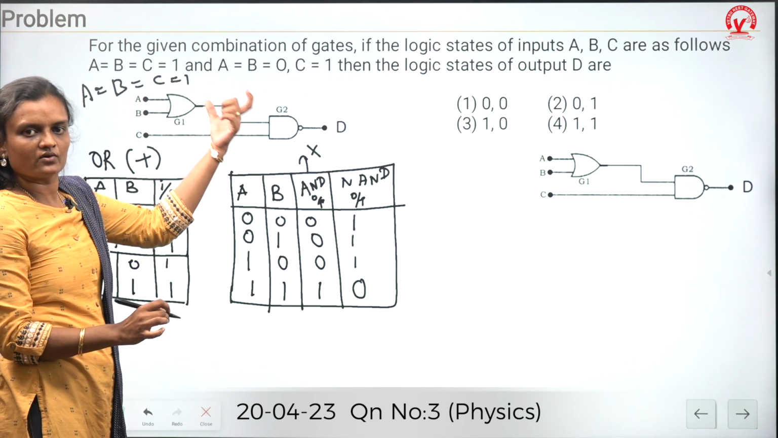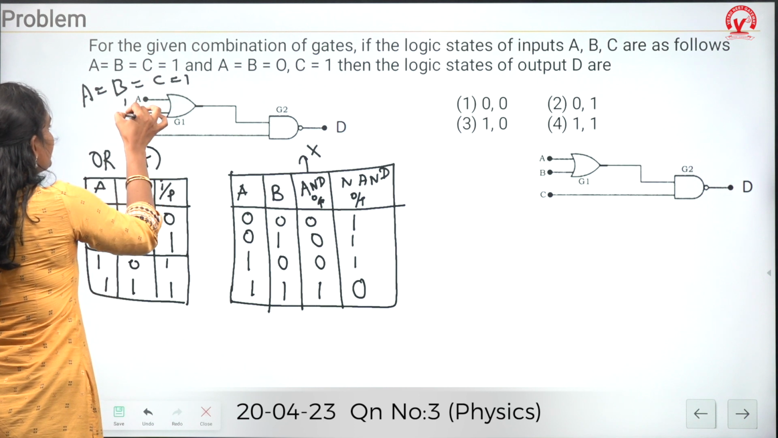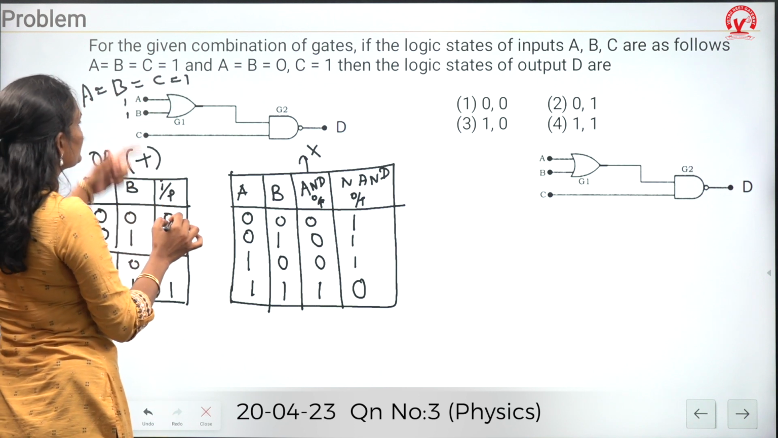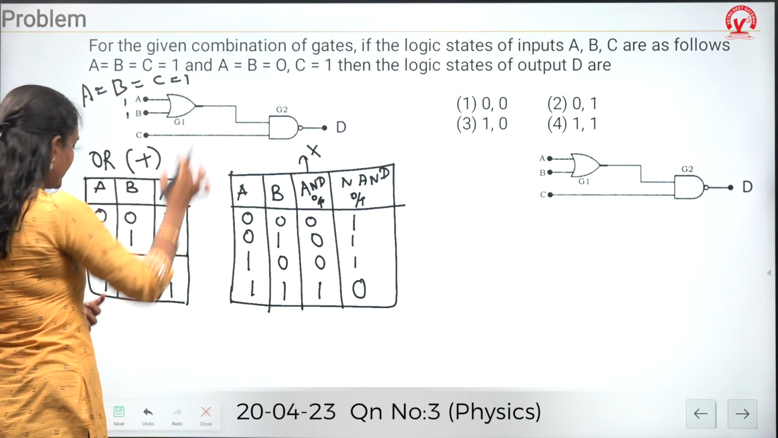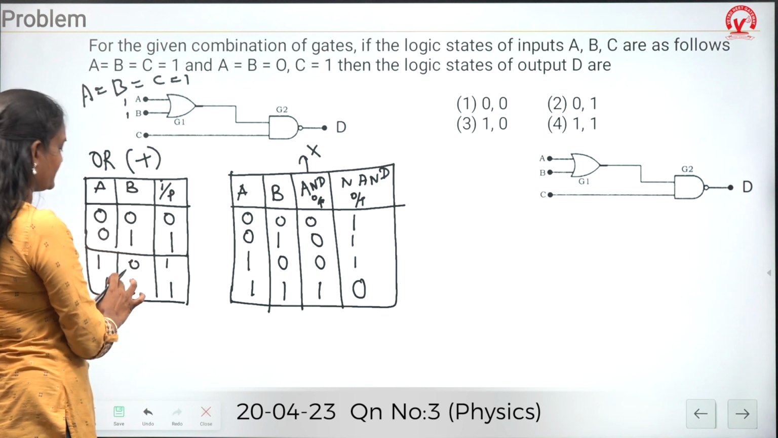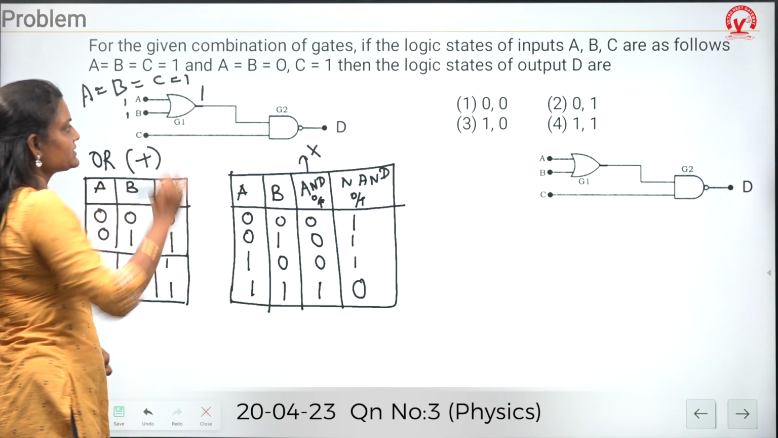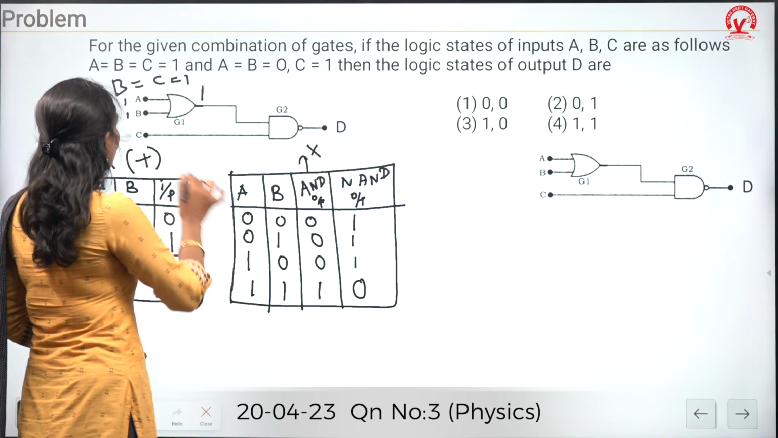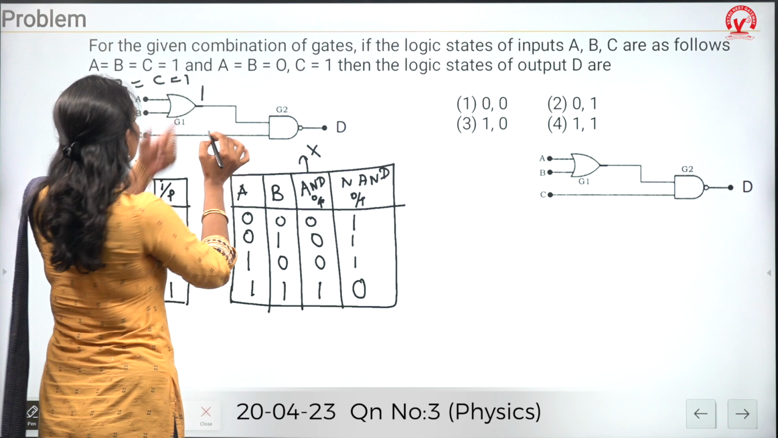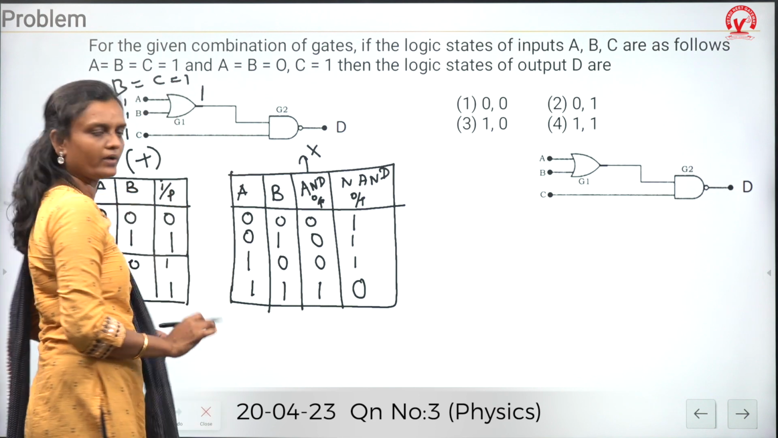A, B, C equal to 1. So 1, 1. I am going to give A, B input as 1. So this is an OR gate. So 1 plus 1 is equal to 1 only. So we are going to get the output as 1. Okay. And C input we are going to give as 1.